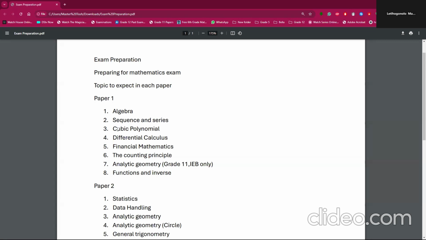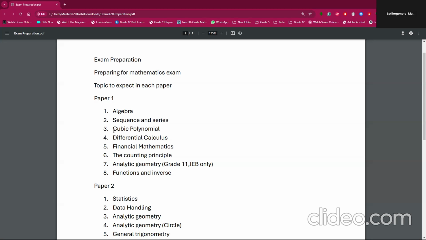We have your cubic polynomials. This is just being able to draw the graph, finding the x-intercept. It's like any other function: finding the x-intercept, finding the y-intercept, and all of that. We have differential calculus, which looks at first how you find the derivative of a function using first principles, and then using the rules and understanding what each derivative means. We have financial maths. We're going to look at present values, future values, taking out a loan, and payments for investing money.